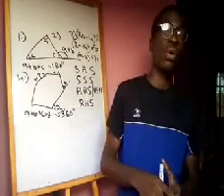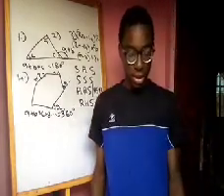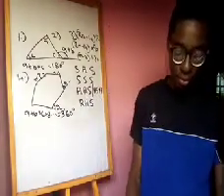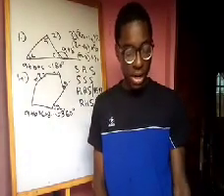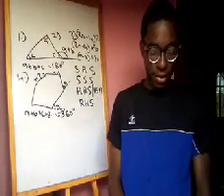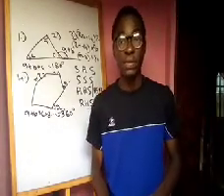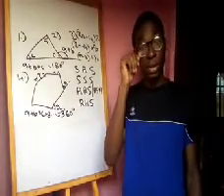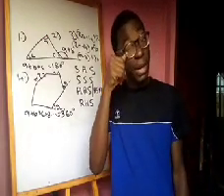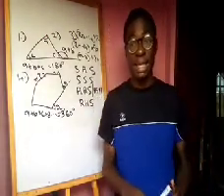Then the next theorem we'll cover is that whenever you have a parallelogram, the diagonals of that parallelogram will bisect one another. So that is the seventh theorem. Diagonals of a parallelogram bisect one another.